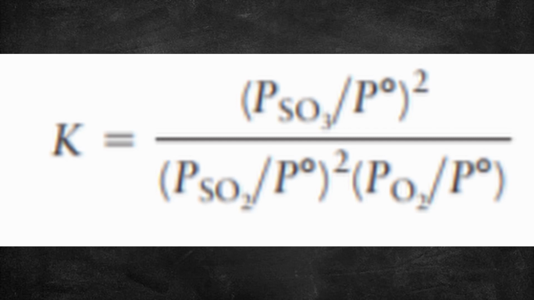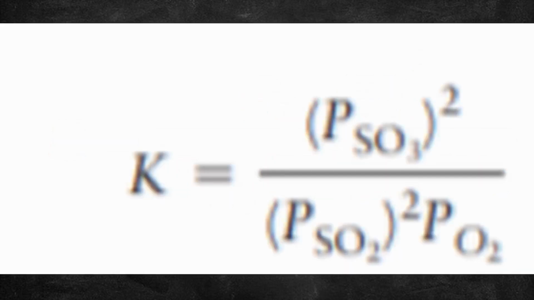So bar divided by bar is 1. So that means that the equilibrium constant is unitless. It doesn't have a unit. It's a dimensionless number. And because the standard pressure is 1 bar, we can rewrite the equilibrium constant like this. That's easier for us to understand.